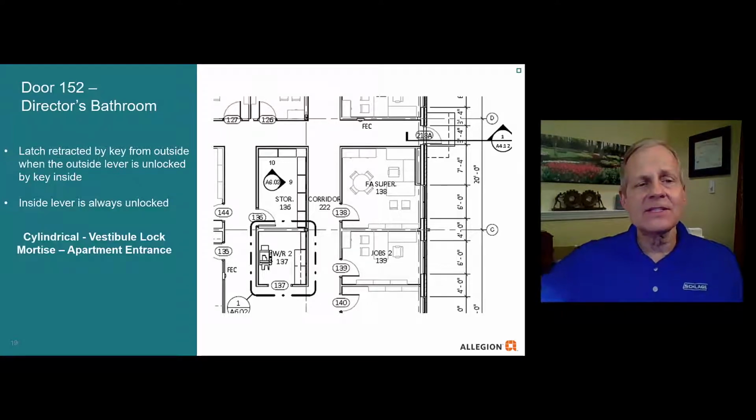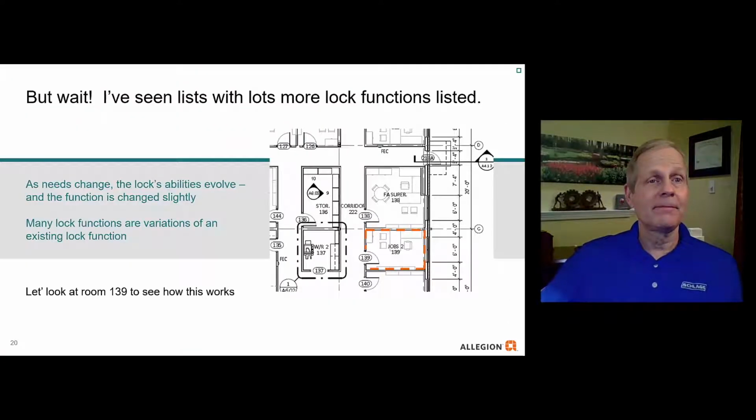But let's take a look at the cylindrical or vestibule lock. A cylindrical or vestibule lock is designed so that you would be able to lock and unlock the outside with the key on the inside. All right, so it's a key on both sides. So the key on the inside locks and unlocks the outside lever. When it is locked with the key on the inside, then the outside key only momentarily retracts the latch. So as soon as they pull the key out, it's going to relock. So it is in effect a storeroom function at that particular point.